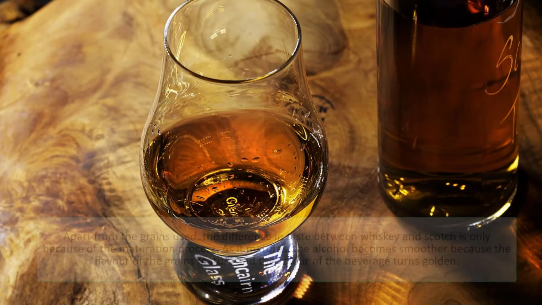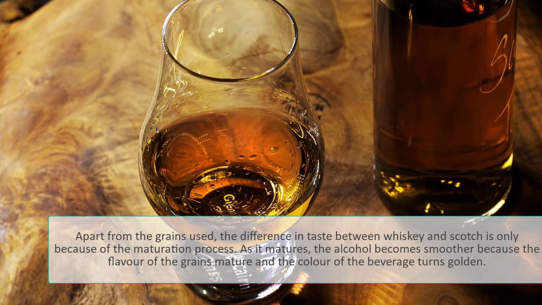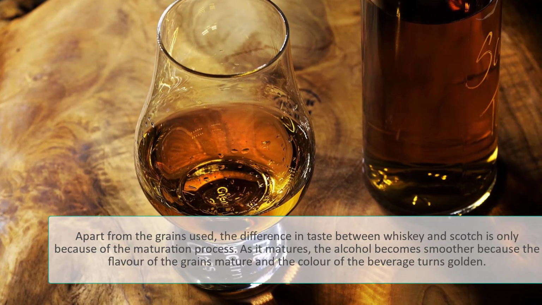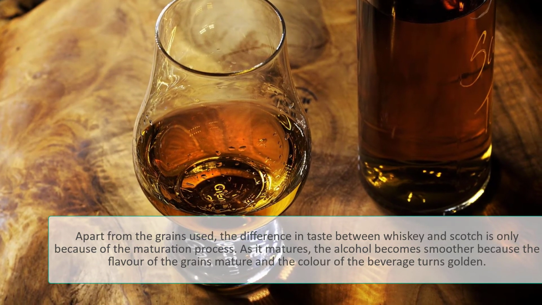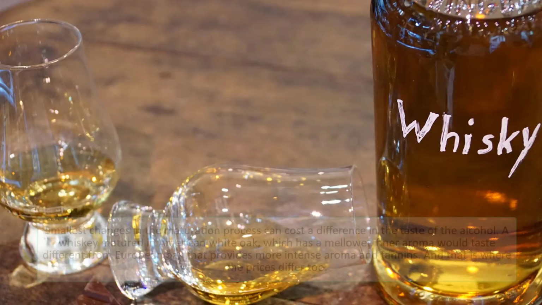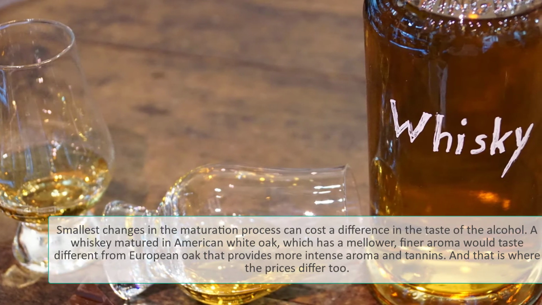The difference in maturation process. Apart from the grains used, the difference in taste between whiskey and Scotch is only because of the maturation process. As it matures, the alcohol becomes smoother because the flavor of the grains matures and the color of the beverage turns golden. Smallest changes in the maturation process can cause a difference in the taste of the alcohol.